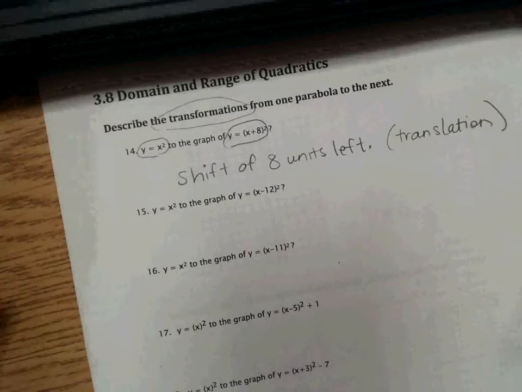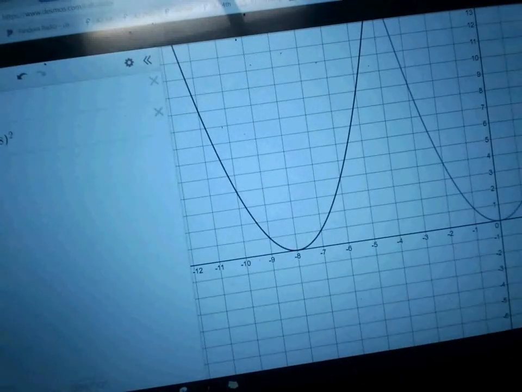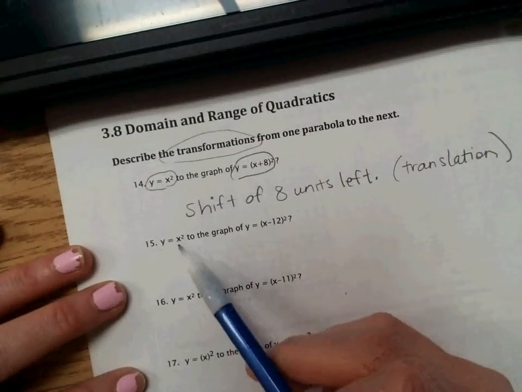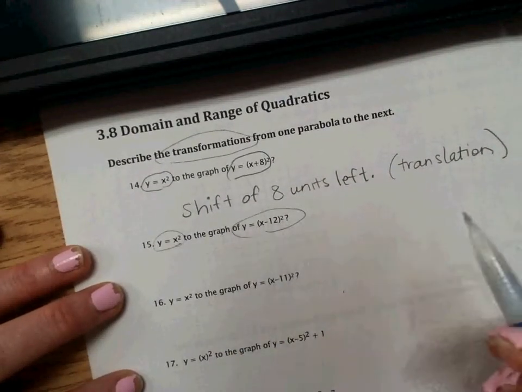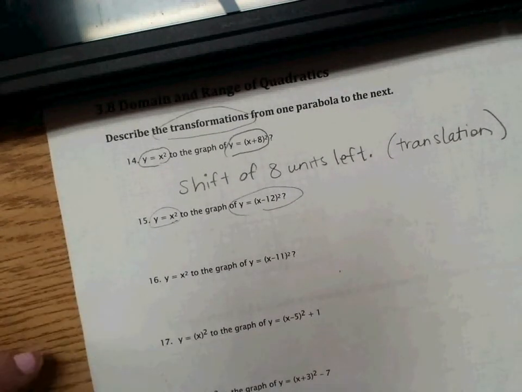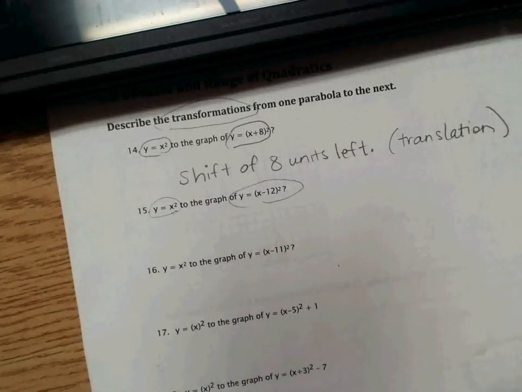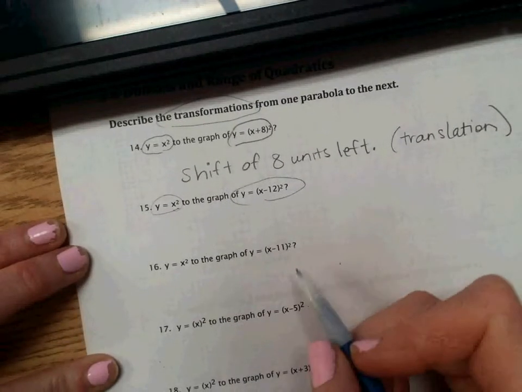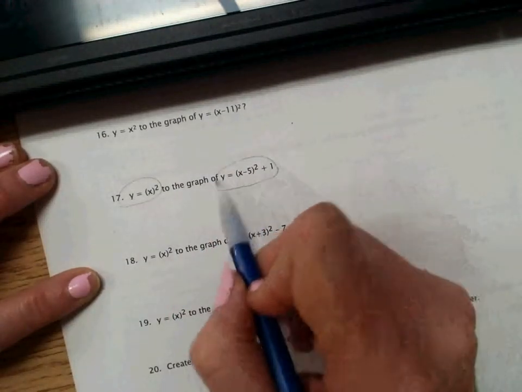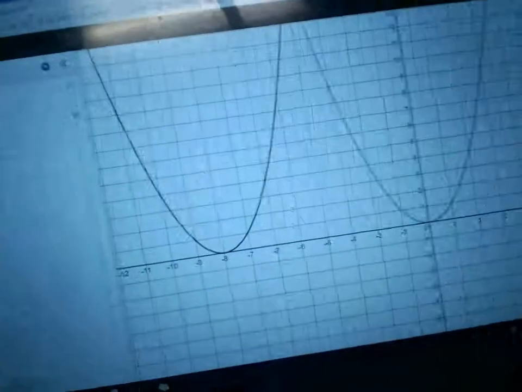Number 15, it's very similar. So you're going to go back, you're going to enter these both in, and then you're going to make a statement about the shift that happened between here and here. Okay, that happens in each of these. I'm going to do one more question for you. So we have number 17 is asking for from y equals x squared to y equals x minus 5 squared plus 1.